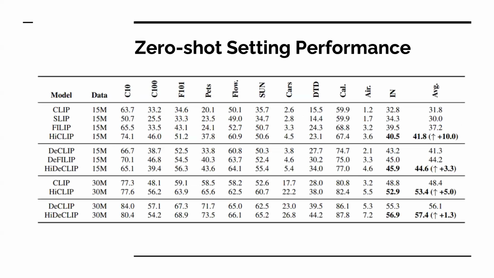So now we're going to look at the zero-shot classification performance. Overall, HiCLIP outperforms all of them, with the exception of some anomalies in the C10 and C100 data sets. To be more precise, if you notice these rows and columns, DCLIP and DHiCLIP, it's much higher than HiDCLIP for C10 and C100, as well as in the case of being trained on 30 million data sets, it's much higher for DCLIP.